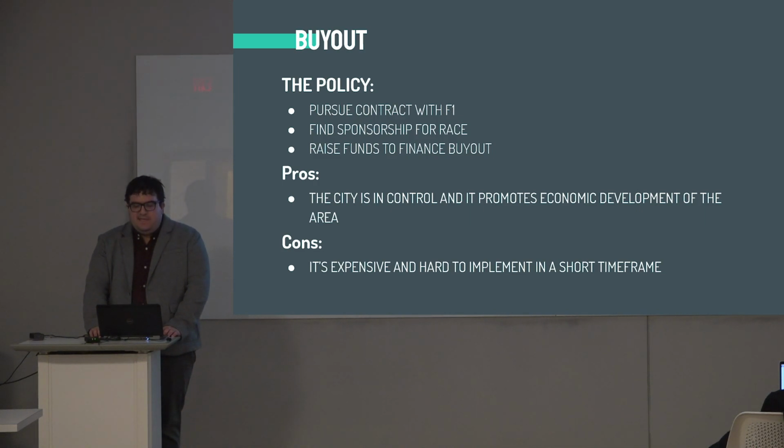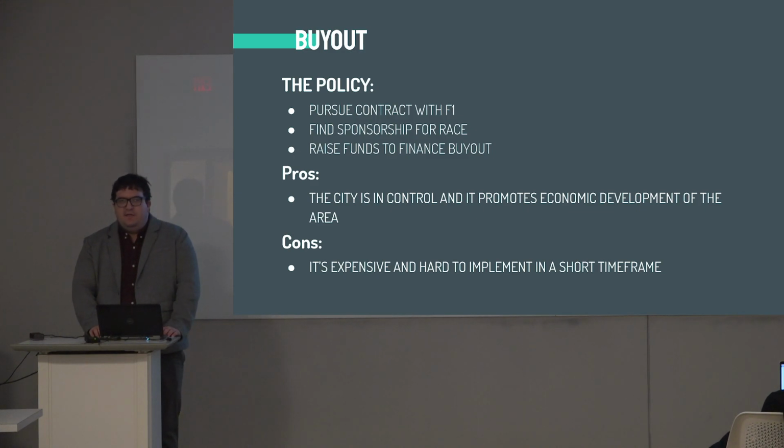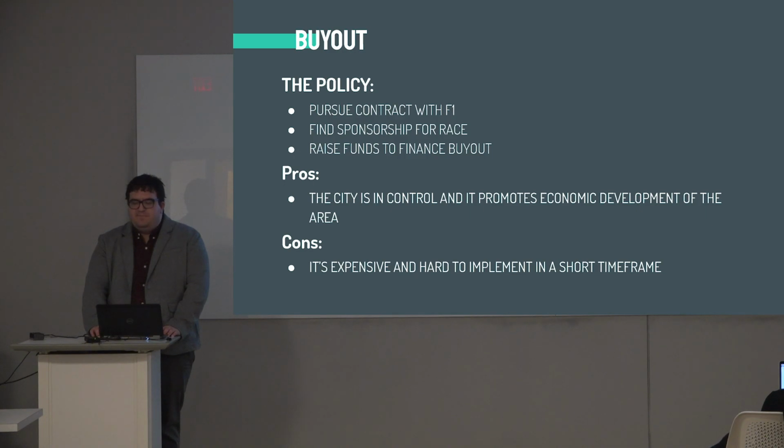A pro of that is that the city is in control and it promotes economic development of the area. It would be used throughout the year during races for the season. There could be entertainment complexes along the lines of Xfinity Live. But cons are that it's expensive. We're talking over $1 billion in bonds, and then it's hard to implement on a short time frame. We're up against a time crunch because of the bankruptcy proceedings, and any bond issue would have to go before the voters.